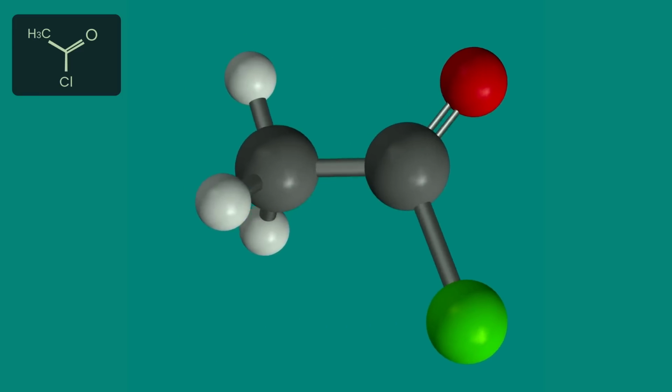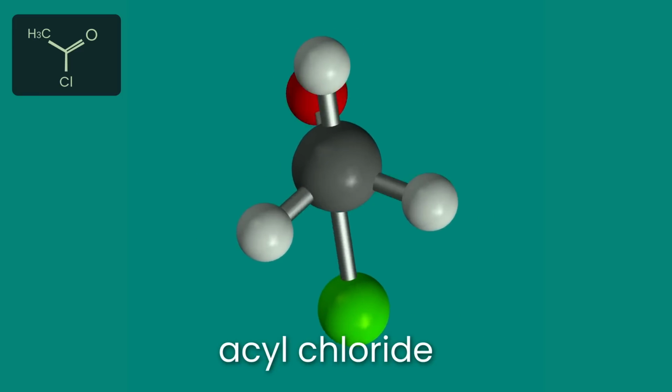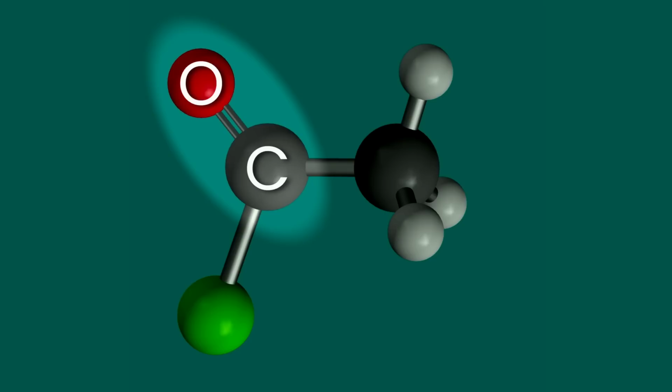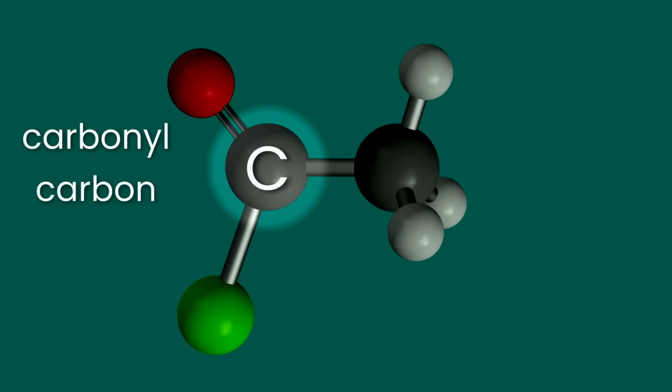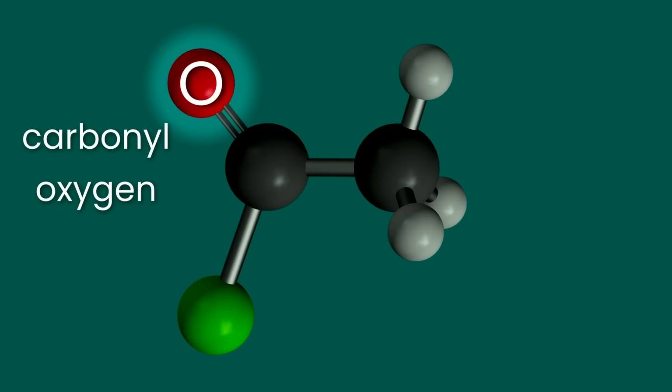This molecule is called acyl chloride and it's made up of 3 important parts. Here we have a simple methyl group. You probably recognize it as basically being methane with something stuck on the end. Here we have an oxygen atom doubly bonded to a carbon, and we're going to call this carbon atom a carbonyl carbon and this oxygen atom a carbonyl oxygen. Don't worry about what carbonyl means for now, it's just so we can keep track of which atoms we're talking about.